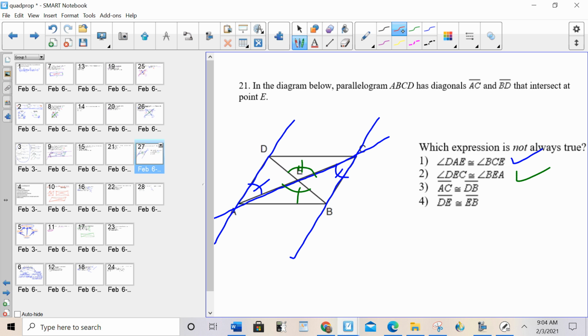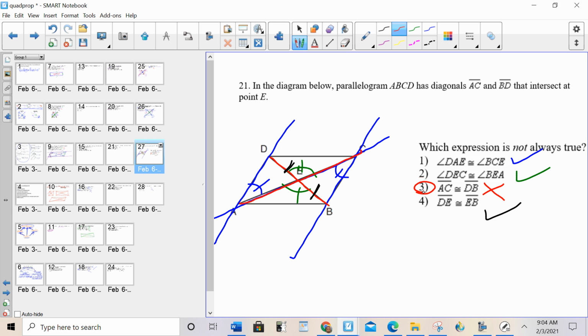AC congruent to DB. AC and DB are the diagonals. Are the diagonals congruent in a parallelogram? Are they congruent in a slanted shape? No. DE is congruent to EB? Yes. Diagonals bisect each other is a property. So choice 3 is right.